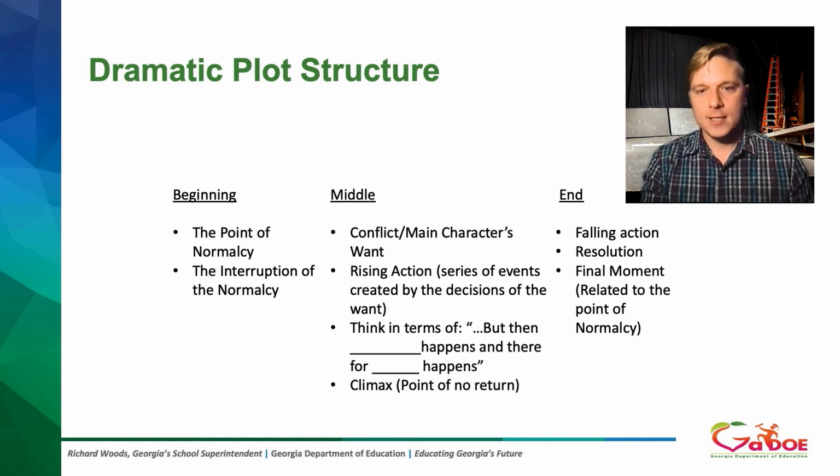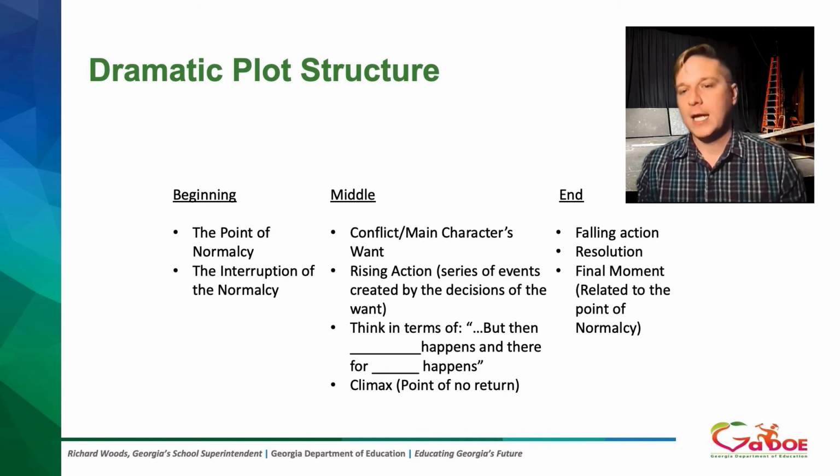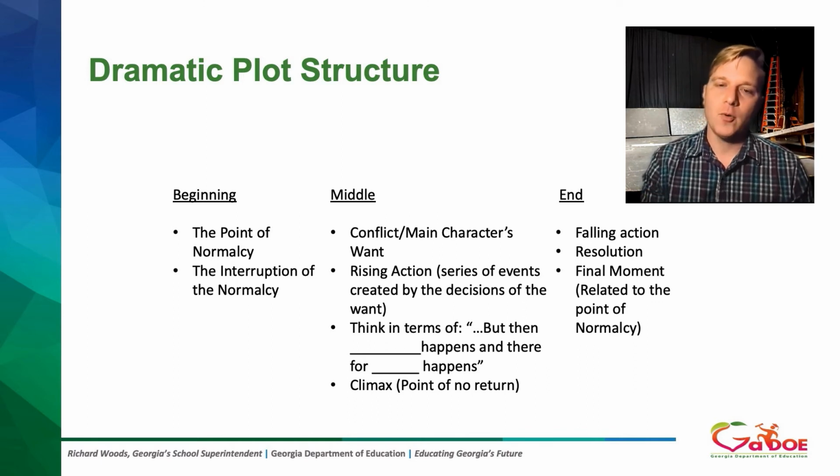Then there are characteristics of the middle. The conflict is the main character's want. The rising action is a series of events created by the main character's decision based on the character's want. You can think in terms of, but then blank happens. Therefore, blank happens.